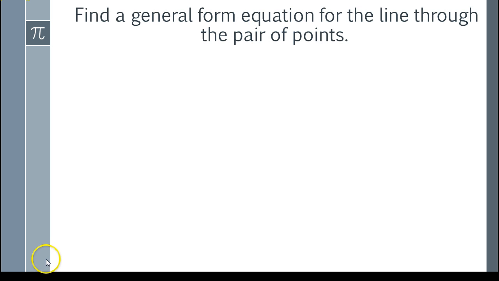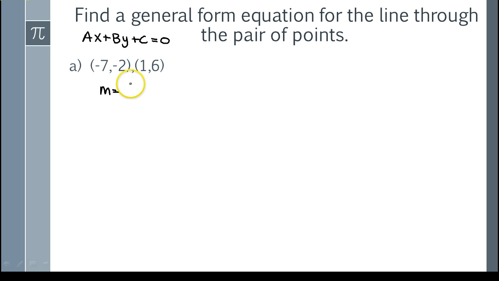So our next problem wants me to find it in general form. So I have 2 points and I want my general form equation. I'm going to go ahead and start off by finding my point-slope, and then I'm going to remember that general looks like ax plus by plus c equals 0, and then I'm just going to manipulate my equation to make it look like that. So step 1, I need to find my slope. 6 minus -2 over 1 minus -7 is going to give me 8 over 8, which gives me a slope of 1.